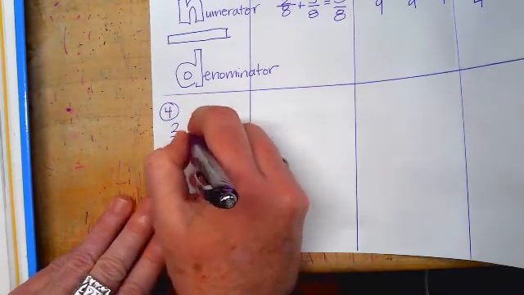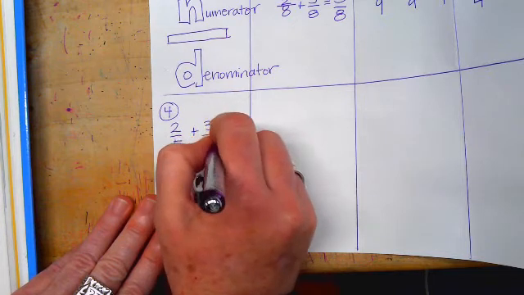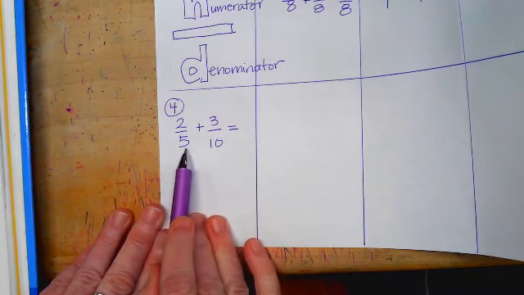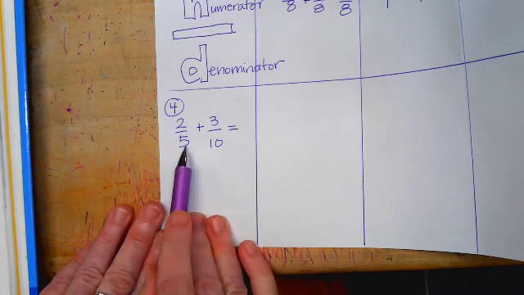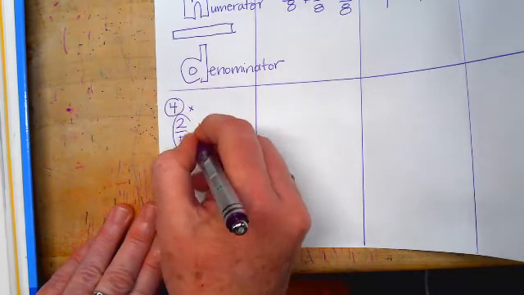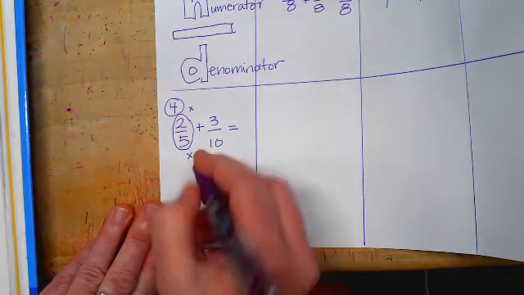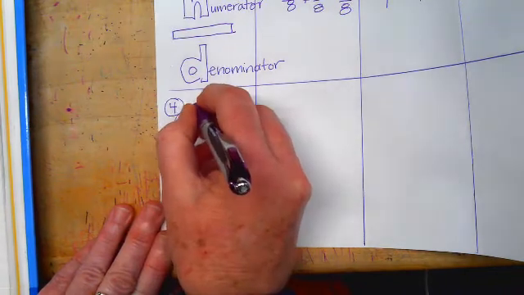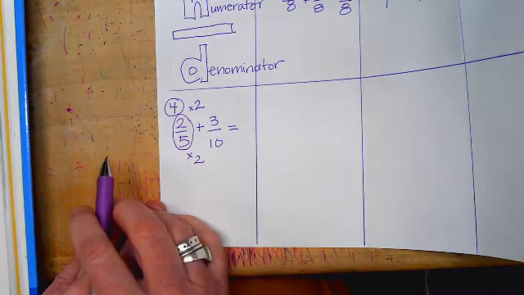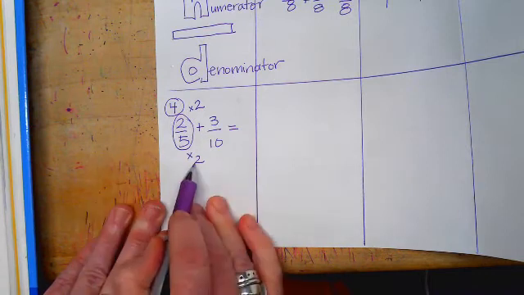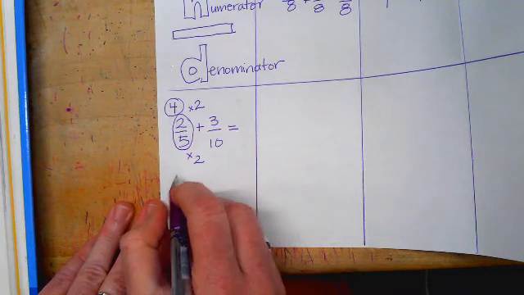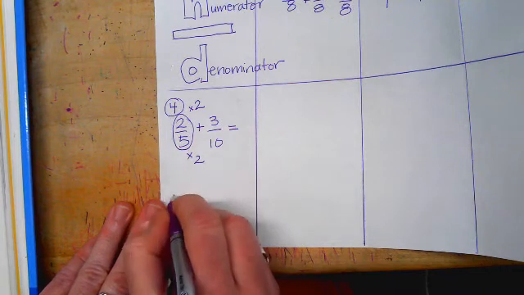Let's do our last, or actually there's a couple more. Let's do number 4. So if I have 2/5 plus 3/10, I'm going to have to convert one of these numbers, and it's easier to convert the smaller one, right? So 5 times what number is going to equal 10? 5 times 2 equals 10. And if I multiply times 2 on the bottom, I have to multiply times 2 on the top, right? Whatever happens on the bottom has to happen on the top. You have to be fair.